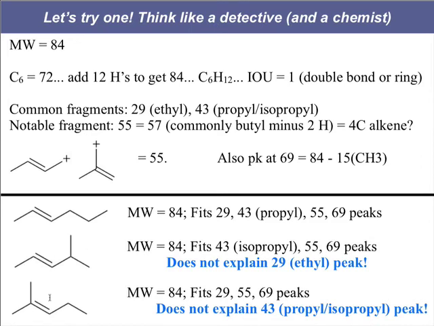Same thing over here. This gets us an ethyl. We can cleave right there to give us an ethyl, 2 carbons. We can also cleave that site over there, which gives us our 55, this piece on the left. We can also lose a methyl to give us our 69, lose that methyl there, or that methyl there, or this methyl here. But we can't get a propyl or isopropyl from this. Again, we can't cleave that double bond. So this molecule gives us no explanation for the 43.